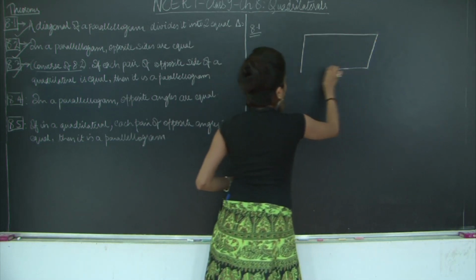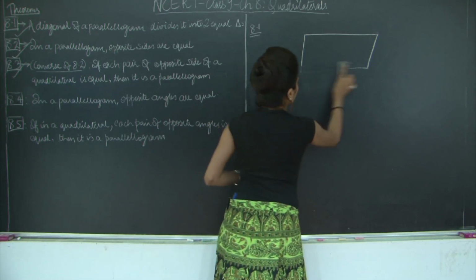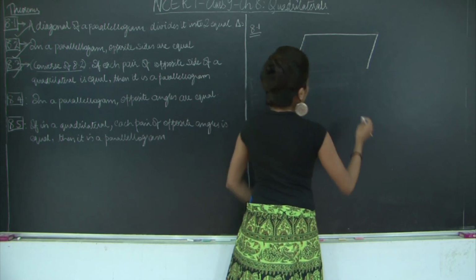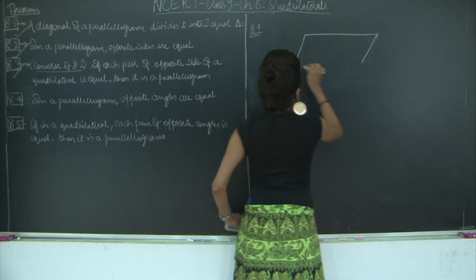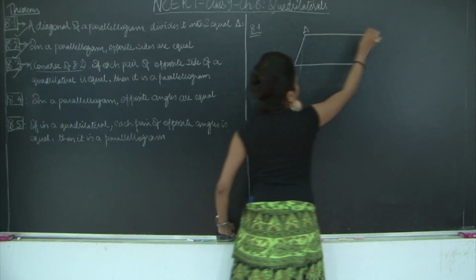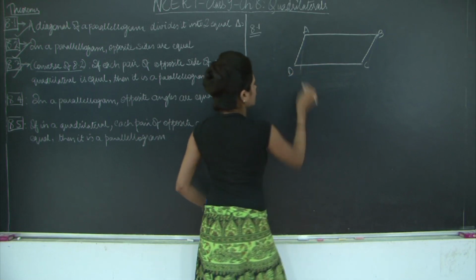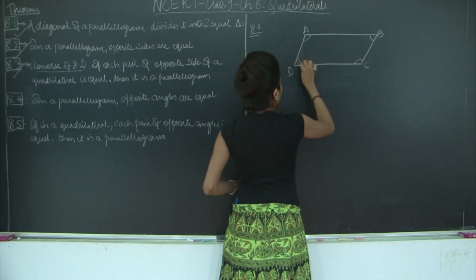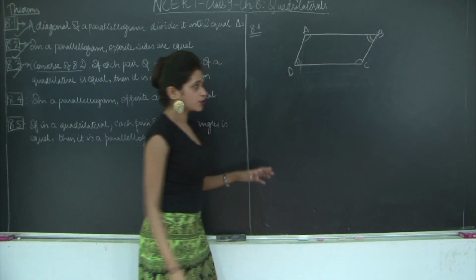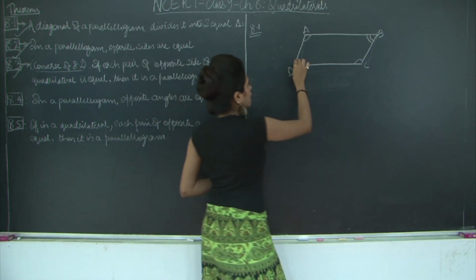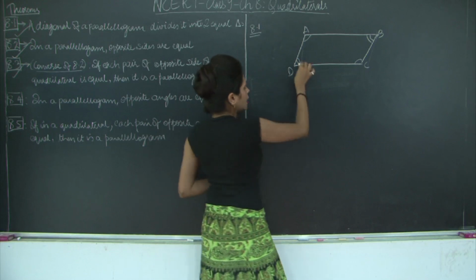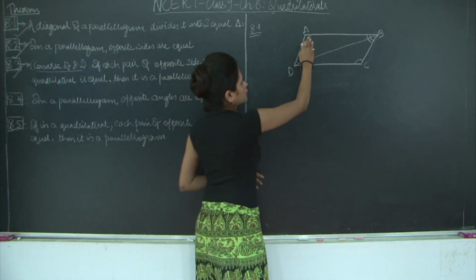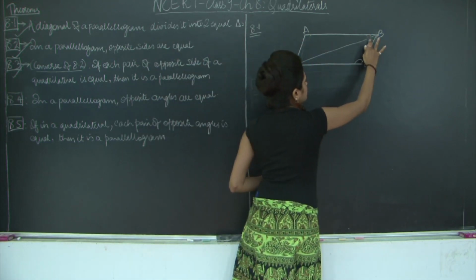If I have my parallelogram ABCD, what do I need to prove? That angle A is equal to angle C and angle B is equal to angle D. So this is what the theorem states. We will just do it. First of all, we will do an overview of it. What I will do is connect these two diagonals. So this is something we need to prove, so I am erasing it.